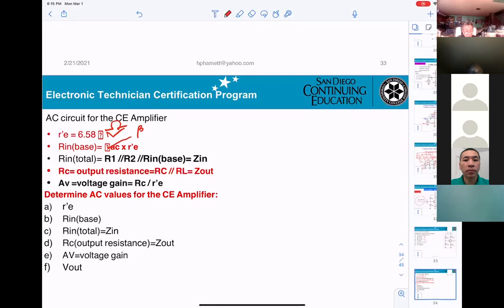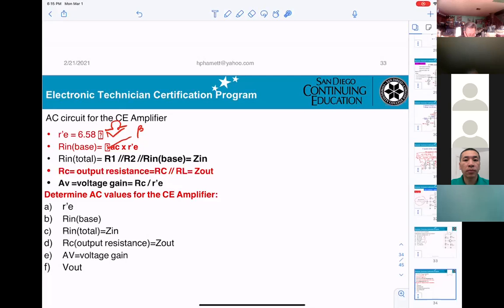Basically, the formula I just gave you is 1 plus beta. But in the textbook, they ignore the number 1. And if you want to calculate the total input impedance, then R1 parallel to R2, and parallel to R in base. That's what they call G in. Either way, you can say R in total, or G in, input impedance. Output impedance, you take RC parallel RL, and that's the same as G out, output impedance.